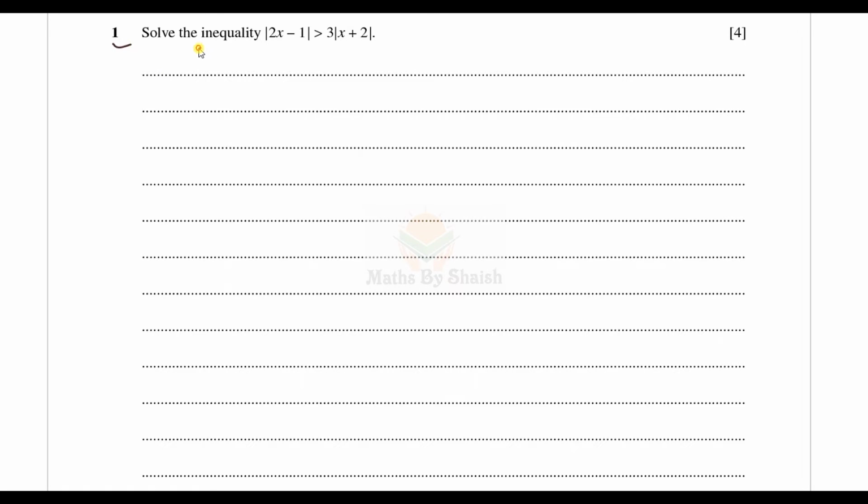Solve the inequality modulus 2x minus 1 greater than 3 times modulus 3x plus 2. In this type of question we'll square both sides, and we will get (2x minus 1) whole square, we'll remove the modulus because squaring will make it always positive, is greater than 9 times (x plus 2) whole square, which when simplified we'll get 4x square minus 4x, using the (a minus b) whole square identity, plus 1 greater than (x plus 2) whole square, that is x square plus 4x plus 4.